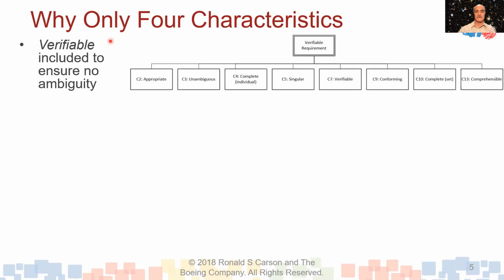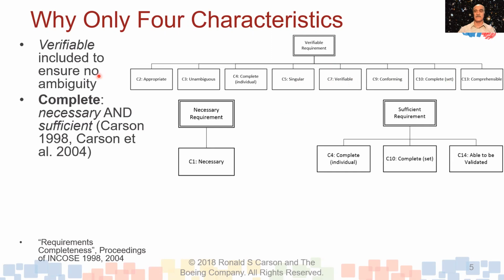So verifiable is the first thing we always check for, and you see that in the 2015 paper, how we measure requirements quality based on its verifiability. Because if it's not verifiable, you're probably not going to be able to determine any of the other characteristics because there's some degree of lack of clarity or ambiguity. So we associate verifiability with these other characteristics from the INCOSE guide: appropriate, unambiguous, complete as individual and as a set, singular, verifiable, conforming, and comprehensible. So it has to be understood in order to be able to make any of the other analyses come true.